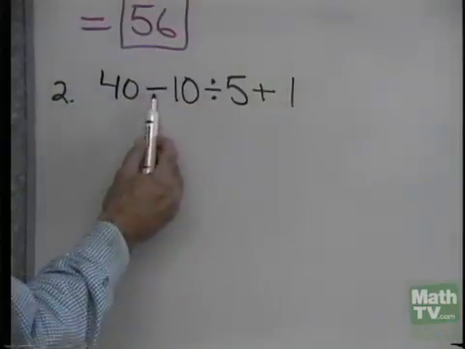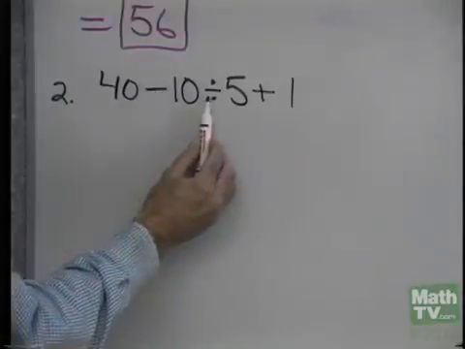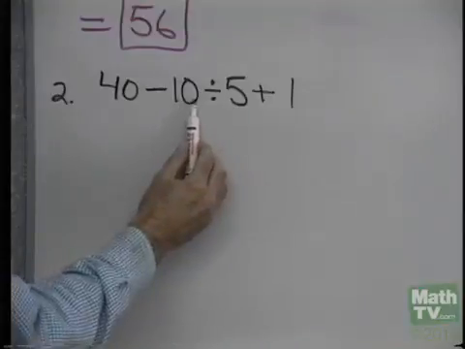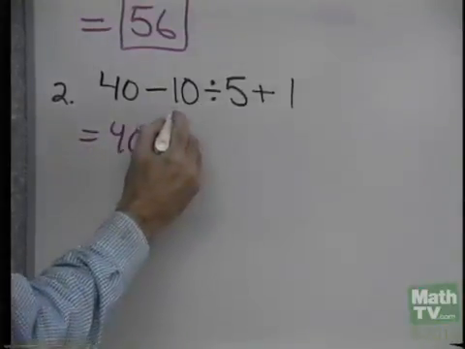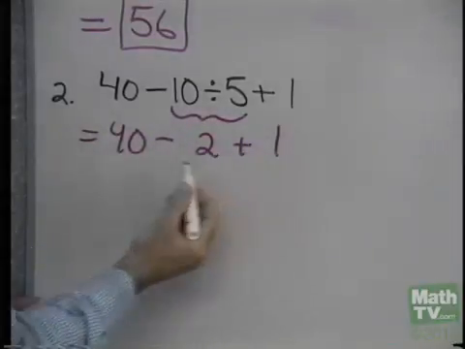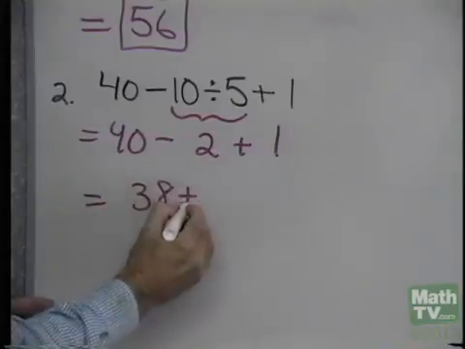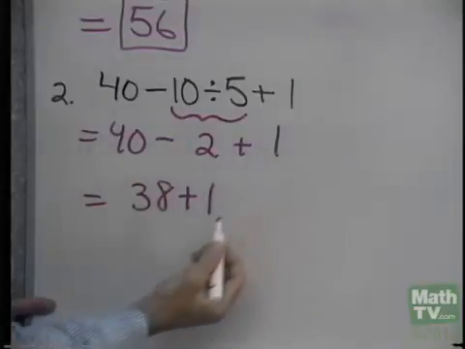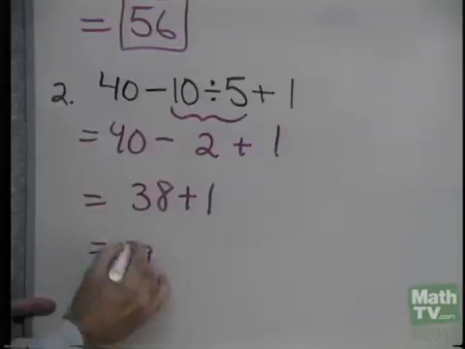We have 40 subtract 10 divided by 5 plus 1. Now I have subtraction, division, and addition. According to my rule for order of operations, I want to do my division first. So this will be 40 subtract, now I'll do 10 divided by 5, which is 2, plus 1. 40 subtract 2 is 38 plus 1. So I'm doing my subtraction and addition just left to right, in the same direction that I read. And 38 plus 1 is 39.